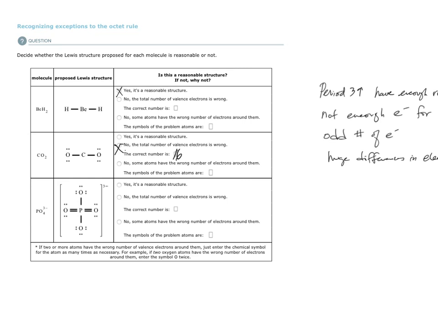Okay. And the last one here is phosphate. Now phosphate, oh goodness, look at the phosphorus. I've got 1, 2, 3, 4, 5, 6, 7, 8, 9, 10, 11, 12. I've got 12 around that. Not 8, I've got 12.